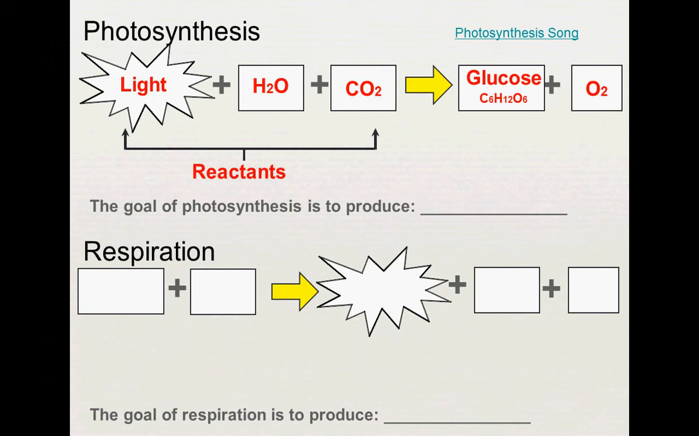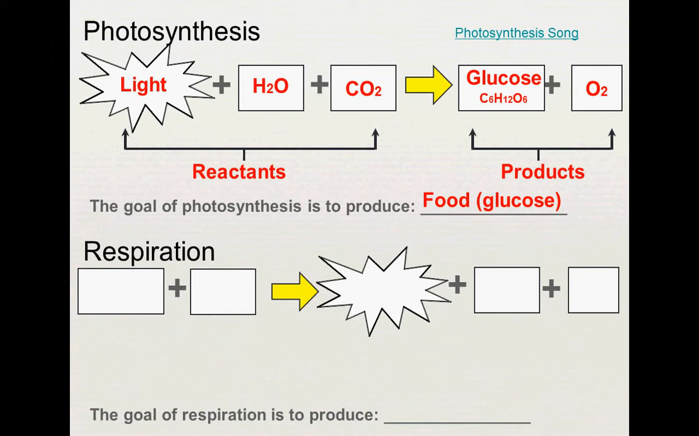We call the things on the left the reactants and the things on the right the products. This happens in plants and some other living things, in the chloroplast. The ultimate goal of photosynthesis is to produce glucose, and that's what the plant uses as its food molecule. So that's a review of photosynthesis.